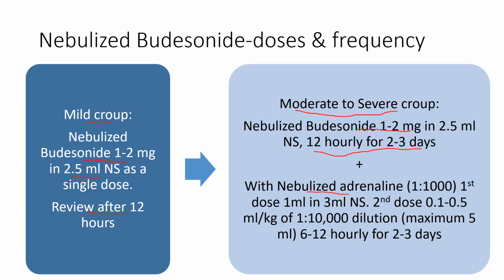The first dose of adrenaline is 1 ml in 3 ml normal saline, 1 in 1000. Then from the second dose onwards, we give a similar dose as I explained in the previous slide, 0.1 to 0.5 ml per kg of 1 in 10,000 dilution. Maximum we can give up to 5 ml. And we have to repeat every 6 to 12 hourly. And this should also be continued for 2 to 3 days.